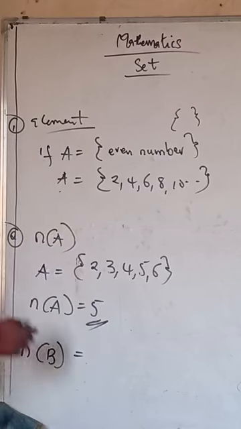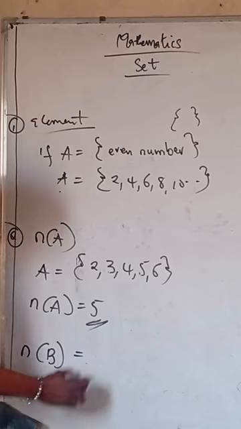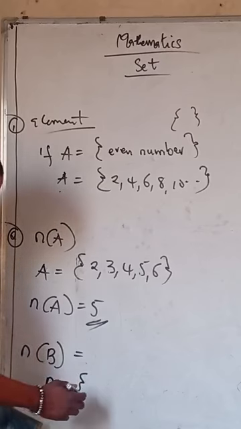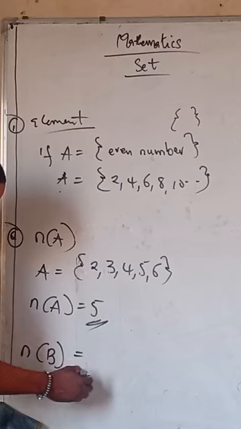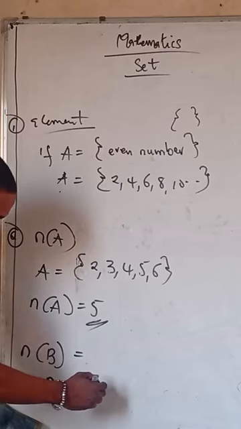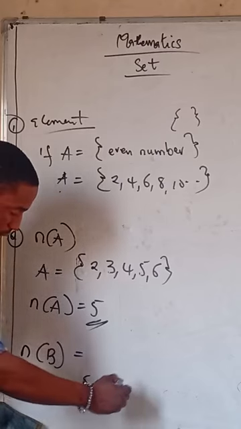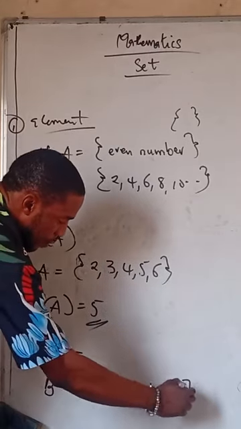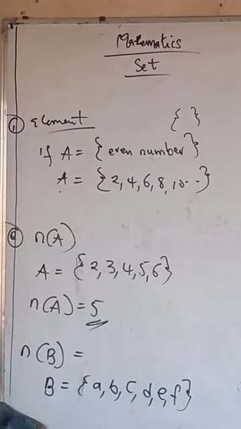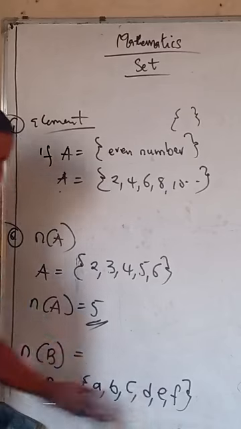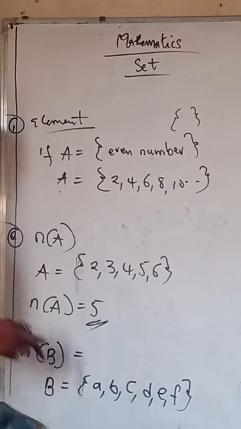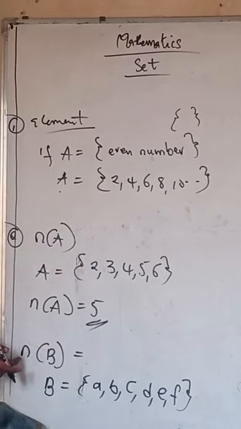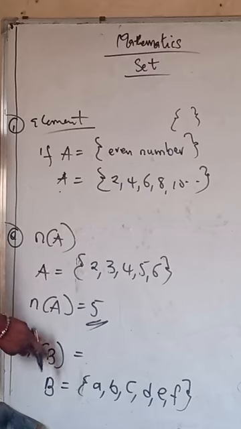And in your set B, you have A, B, C, D, E, and F. And you're being asked, how many members or how many elements can you see in B? Because this means how many members or how many numbers can you see in set B? This is very simple. All you need to do is just to count.